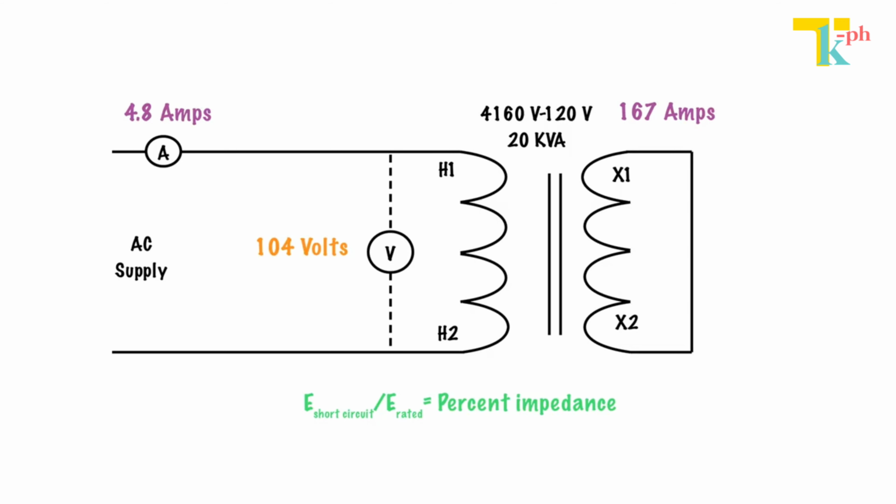And now comes time to use the formula for percent impedance. We have the formula here. E short circuit divided by E rated equals percent impedance. Our short circuit voltage is this, the 104 volts that it took in a short circuit condition to reach rated current. 104 volts. Our rated voltage is 4160 volts. So we're going to take 104 and divide it by 4160.